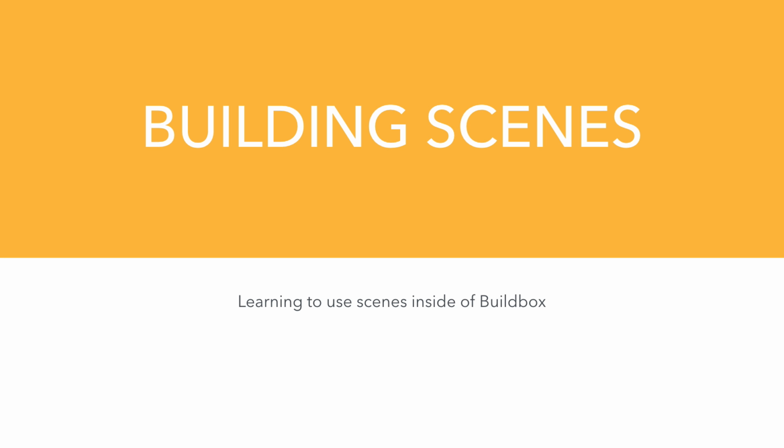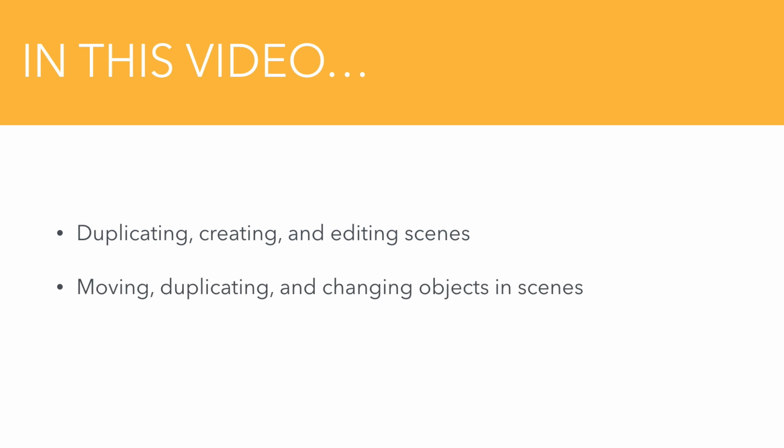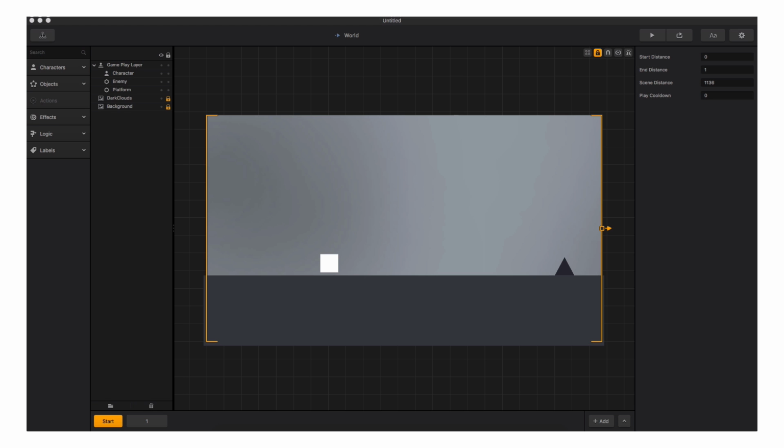In this video, we are going to learn about scenes. We'll take a look at duplicating, creating, and editing scenes, moving, duplicating, and changing objects in scenes, and adding object components. When we first create our simple game, Buildbox generates a couple scenes to get us started.